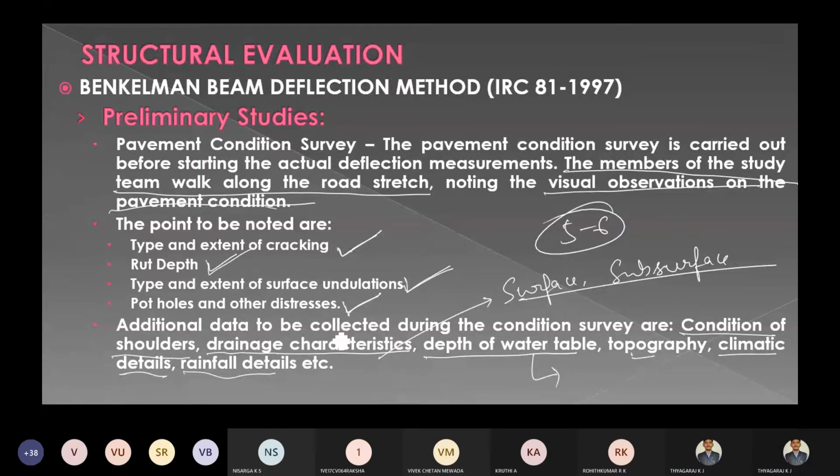And other additional data they are going to collect is the condition of shoulders, drainage characteristics, depth of water table, topography, climate details, and rainfall details. These are all the details they are going to collect. Okay, is it clear what details they are going to collect when they are conducting the pavement condition survey? Is it clear?